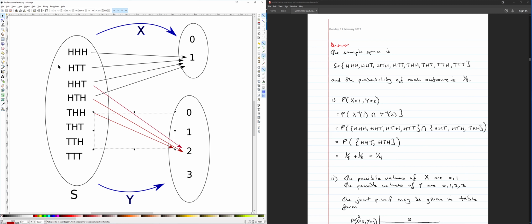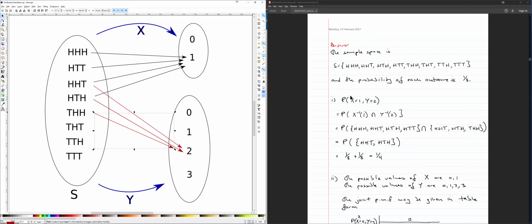Now, what are the cases when x is equal to 1? Well, x is equal to 1 means that you have a head on the first toss. So these are the four cases where x is equal to 1: head, head, head; head, tail, tail; head, head, tail; and head, tail, head. And notice the value of the random variable x for each of these four outcomes is equal to 1. So that's what these arrows mean: the values of your random variable map to this 1.